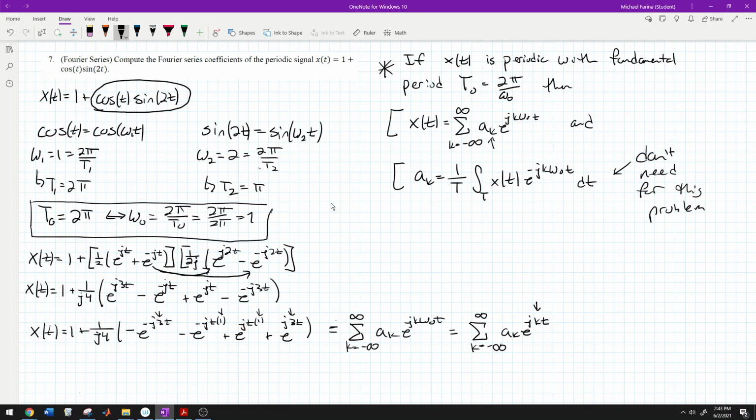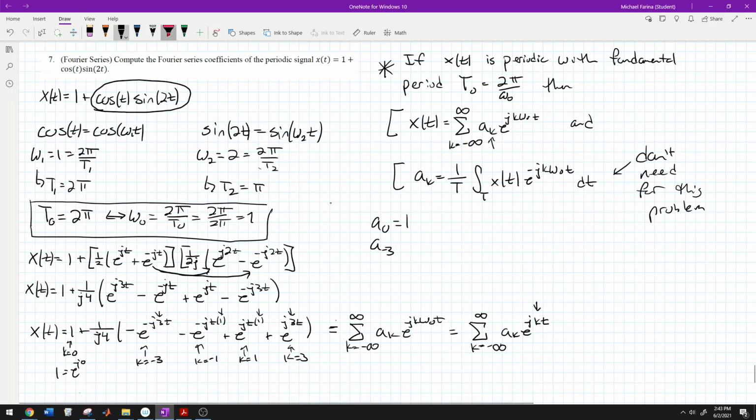So this is k equals 0 right here, because 1 is equal to e to the j 0. And then this is k equals negative 3. This is k equals negative 1. This is k equals 1. This is k equals 3. So then our Fourier coefficients are a sub 0 is equal to 1. A sub negative 3, and here's our negative 3, so we have a negative term.